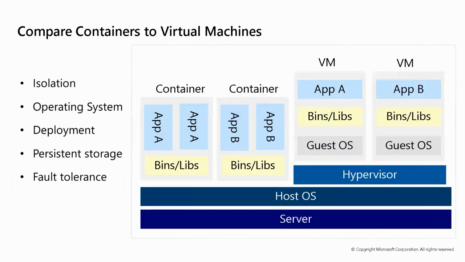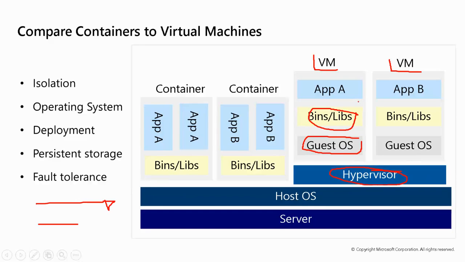In this example, here is my marker. I have my virtual machine one, my virtual machine two. So what do I need to deploy that virtual machine? Okay, I need to have a server. I need to have a host. I need to create a hypervisor, then create a guest operating system, add some bins and libraries, and then create my app, okay?